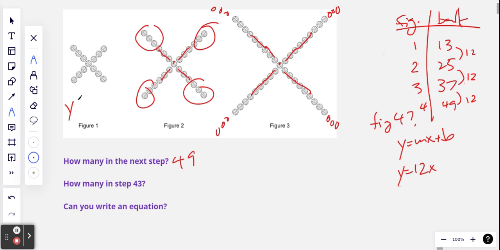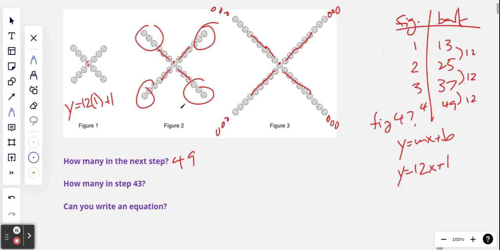So y should represent the total number of balls, and x is the figure number, so we're going to put 1 in for x. So to start with, we have y equals 12 times 1. Well, 12 times 1 is just 12, but we have 13 balls here. There's that 1 in the middle. So we just get to add it to make that come out. And that is our b. So our b is 1.